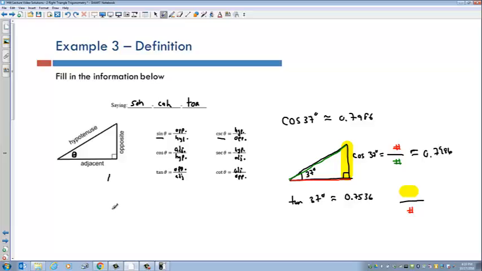Another thing students often will ask is, why are there just 6 trigonometric expressions? So why 6?